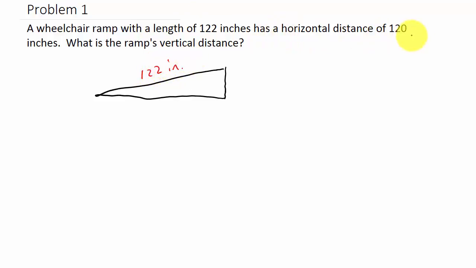And it has a horizontal distance of 120 inches. So this would be 120 inches. And this is going to be a right angle. And we want to know the vertical distance, which is this value here. So to set this up, well, this is a right triangle, so we'll use the Pythagorean theorem. Here's your hypotenuse, the 122.